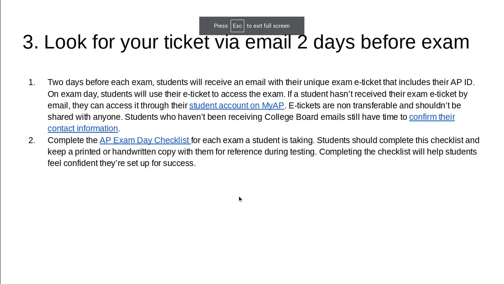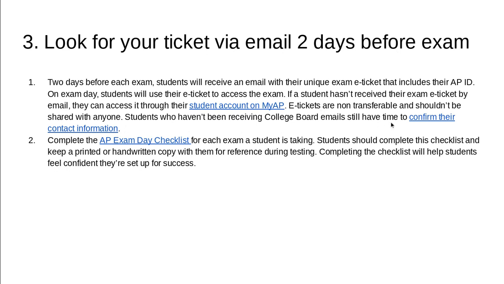Okay, you're supposed to be receiving that ticket 2 days before the exam. So next Wednesday, May 20th. And it will include your AP ID. On the actual exam day, you will use that code to enter into the app. If you haven't received your exam ticket by email, you can access it through your student account on My AP. You can't share your ticket with anyone.